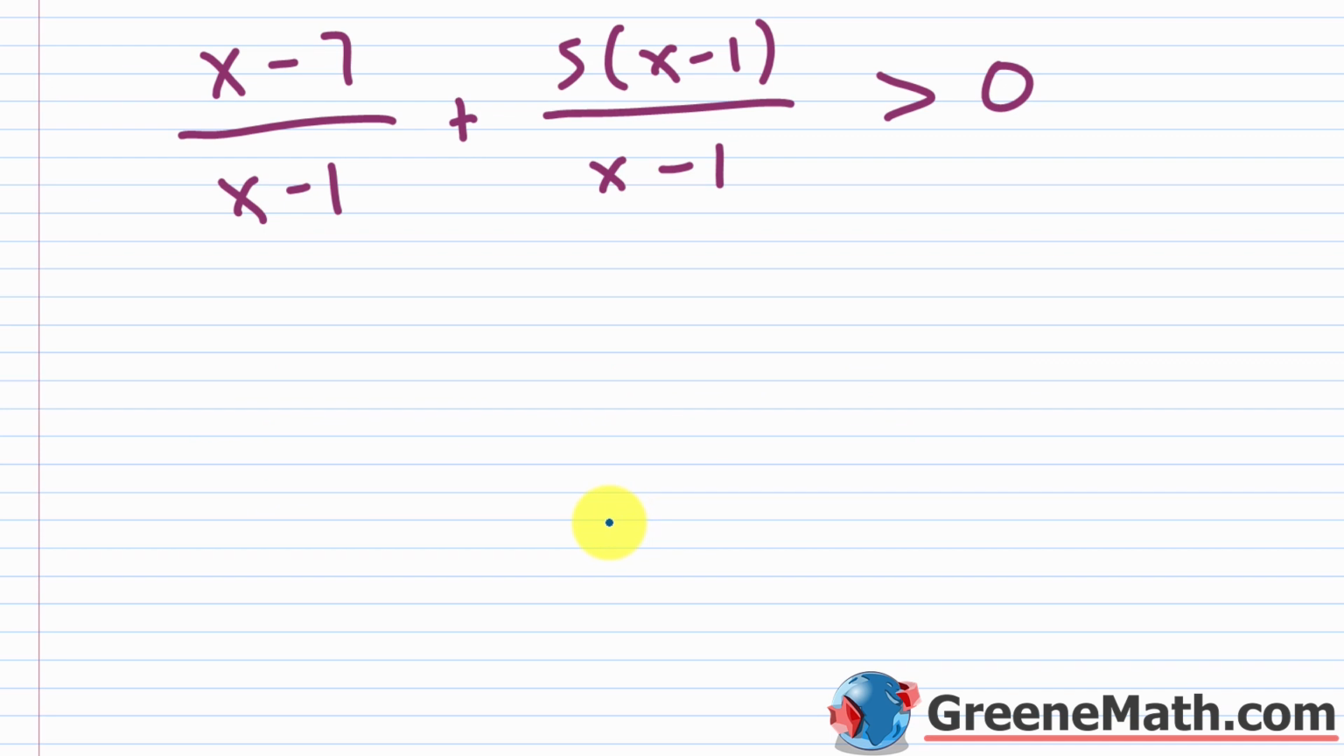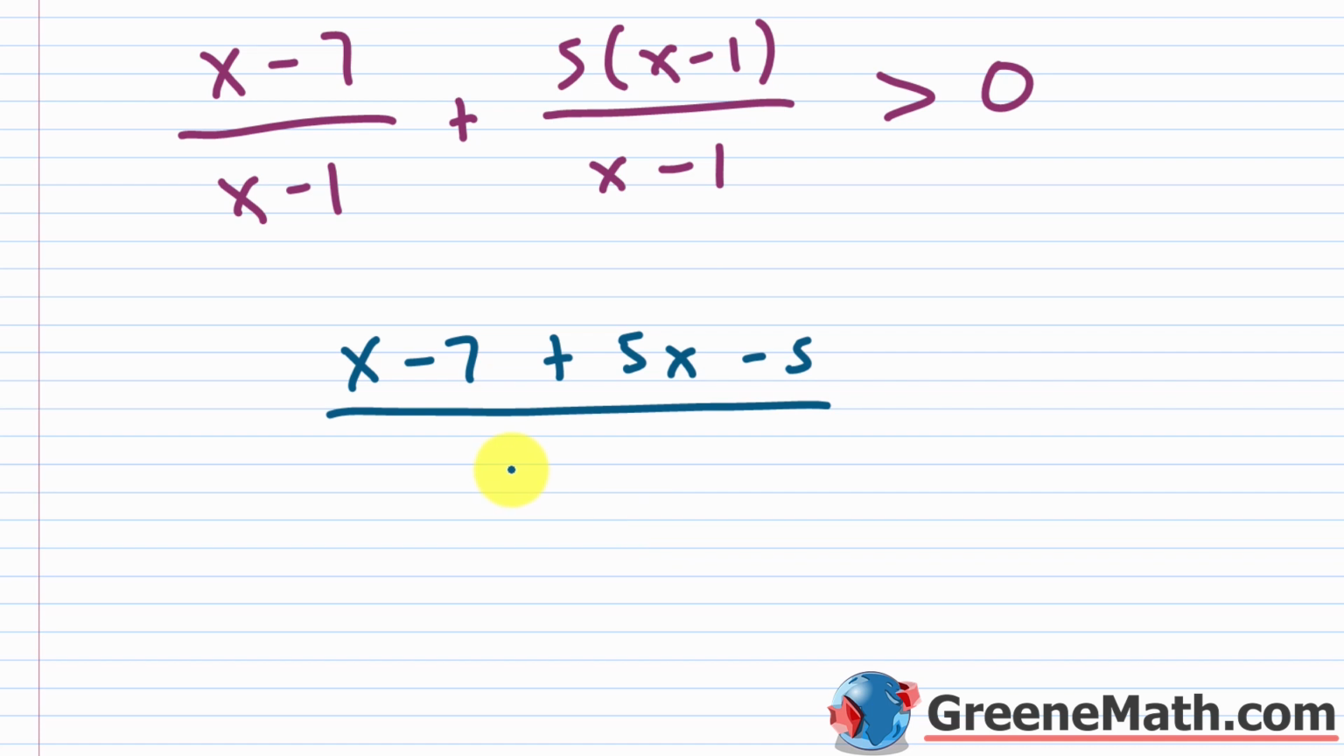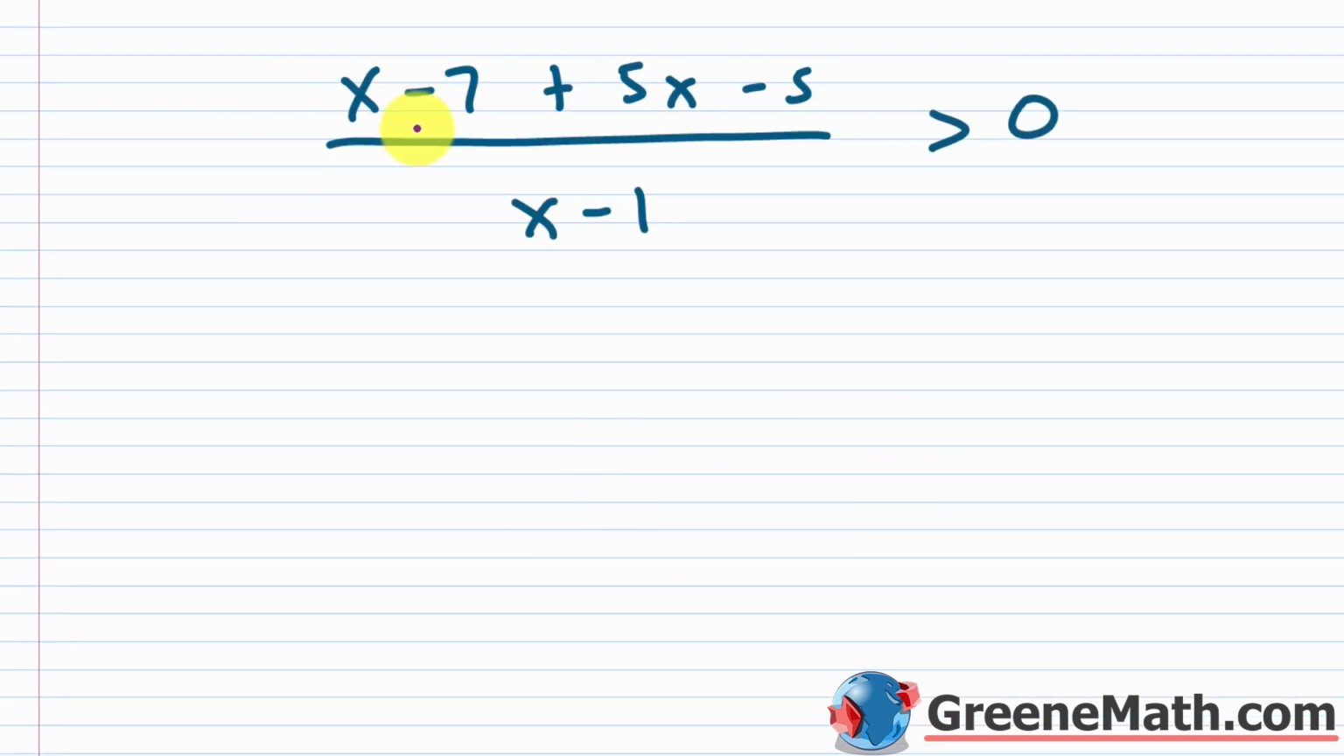And from here, I'll just say this is x minus 7. Then plus, you'll have 5 times x, which is 5x. And then basically 5 times negative 1 is minus 5. This is over the common denominator of x minus 1. And then this is greater than 0. I'm going to simplify in the numerator, so x plus 5x would be 6x. Then negative 7 minus 5 is negative 12. And this is over x minus 1. So then this guy is greater than 0.